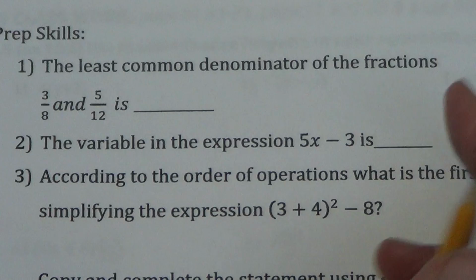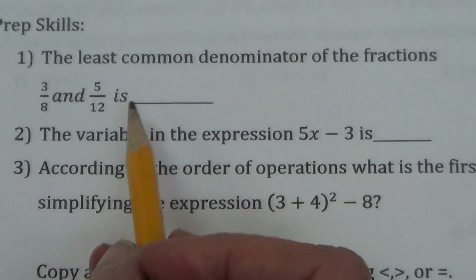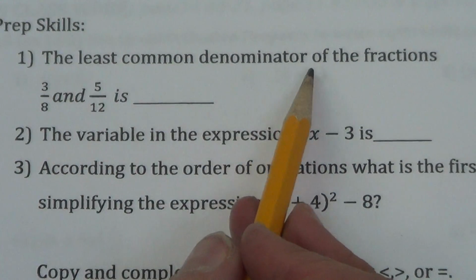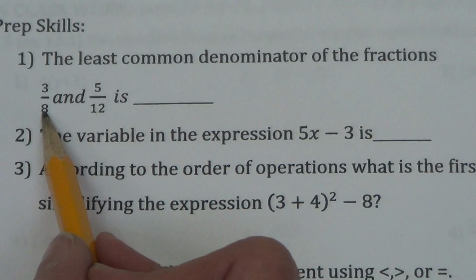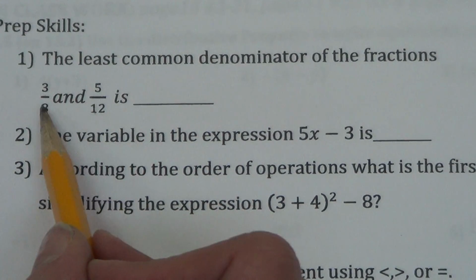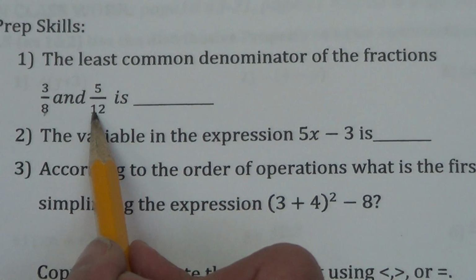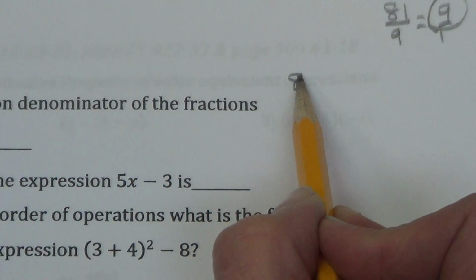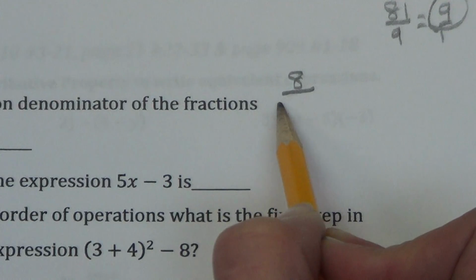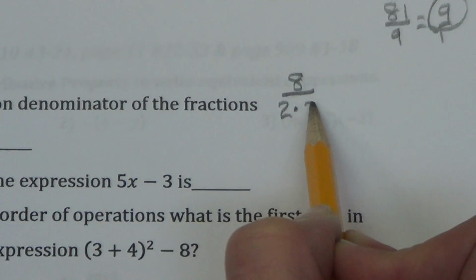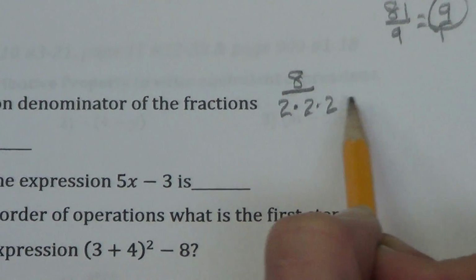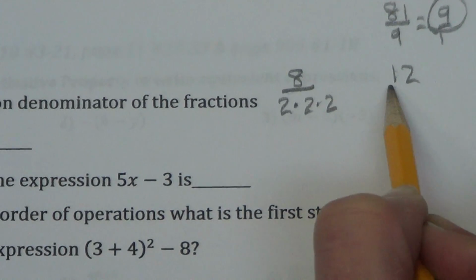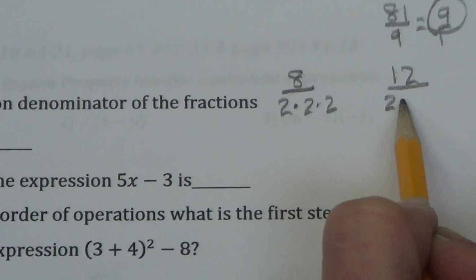Few prep skills for this next one. The least common denominator of the fractions 3/8 and 12. Well, you're asking yourself, what will 8 and 12 both go into? One way to do that is to take 8 and break it down into its prime factors. 12 and break it down into its prime factors.